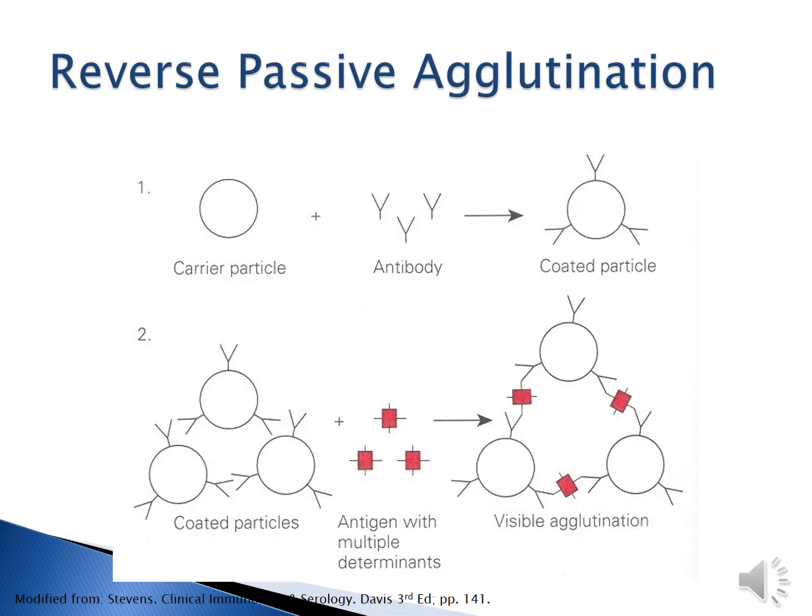So again, here's a diagram of reverse passive agglutination. A lot of kits already come ready with the coated particle already with antibodies on there, so basically all we have to do in the lab is add our patient serum to our coated particles and then mix and look for agglutination.